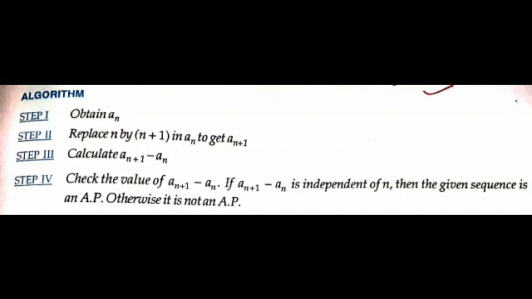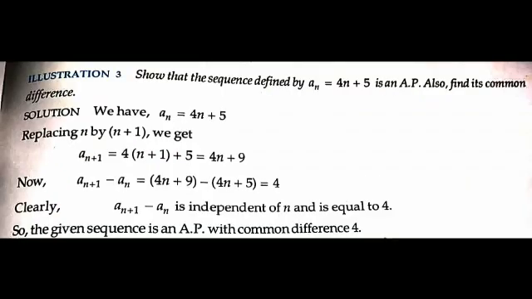Step 4, check the value of the difference. If the difference is independent of n, then the given sequence is an arithmetic progression. Otherwise, it is not an arithmetic progression. Let us try to understand this by considering one example. And here is the example.